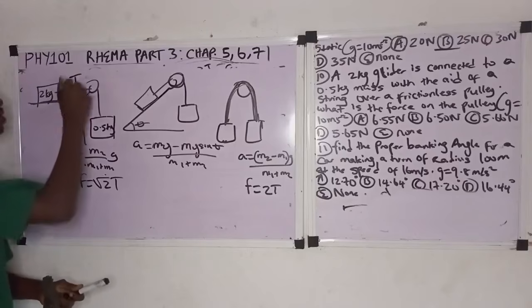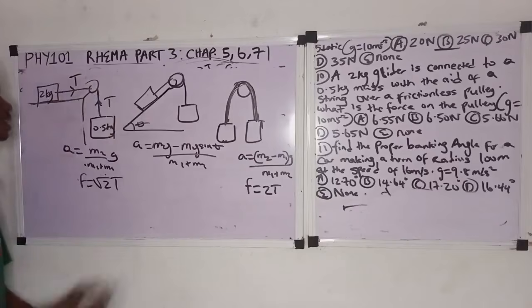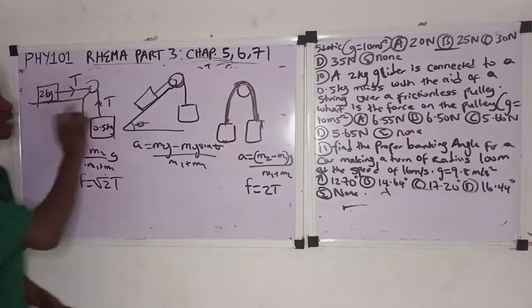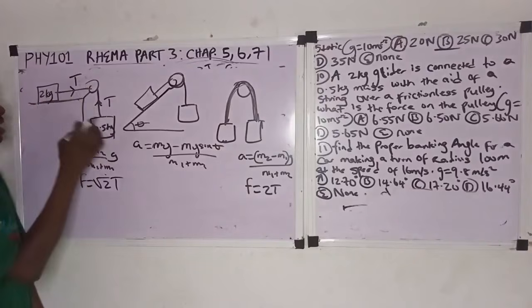Okay. So the tension is usually on the string. Right? This is a string. Tension is usually on the string. Right? Yes. Now how do we get the tension? We need to get the tension first. Right? Yes. How do we get the tension? Tension is very easy.